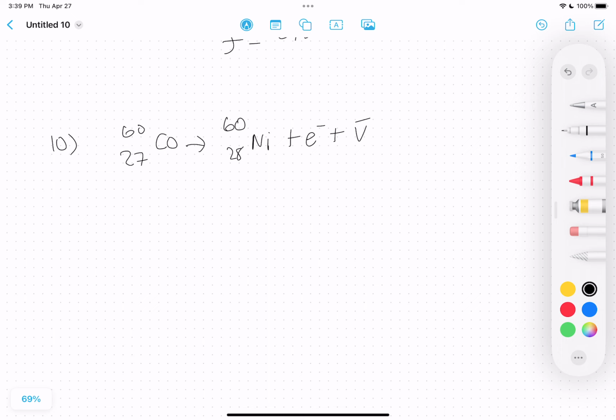But yeah, so that's part A. Go ahead. The A would stay the same, the 60. Yep. But because of the electron, our Z will need to be 28. Yep. So you increase your Z by 1.